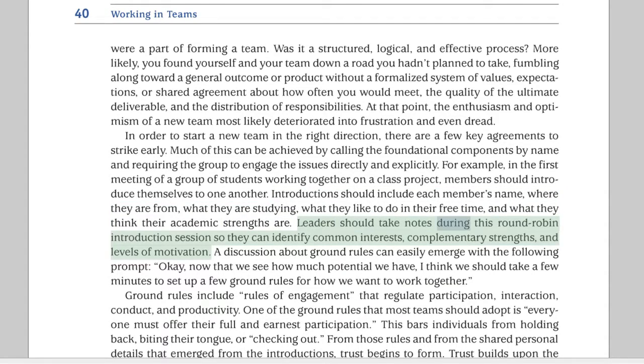Leaders should take notes during this round-robin introduction session so they can identify common interests, complementary strengths, and levels of motivation. A discussion about ground rules can easily emerge with the following prompt: "Okay, now that we see how much potential we have, I think we should take a few minutes to set up a few ground rules for how we want to work together." Ground rules include rules of engagement that regulate participation, interaction, conduct, and productivity.